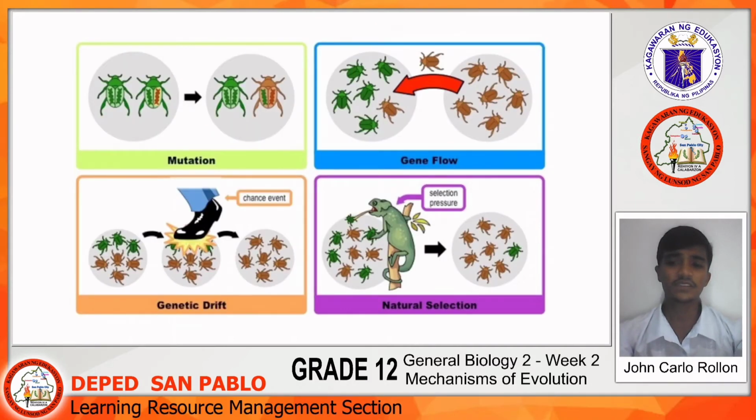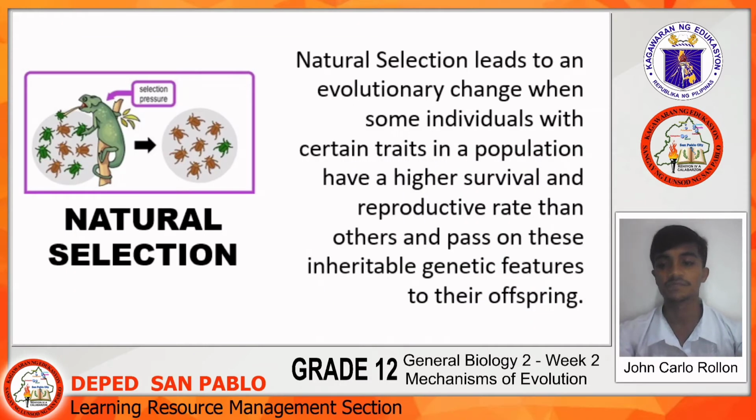Gene frequencies in a population may change due to four fundamental forces of evolution. These are the mechanisms that affect the evolution of a population. The first one is natural selection. Second, mutation. Third, gene flow. And last is genetic drift. Let us define each of them.